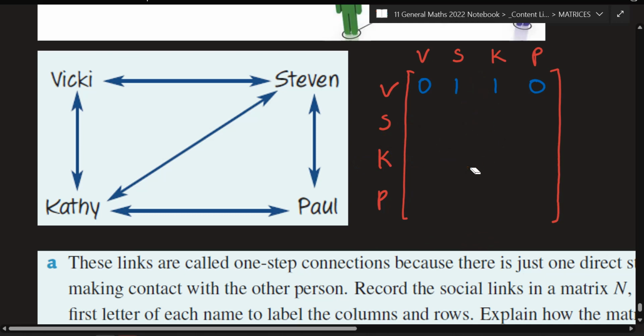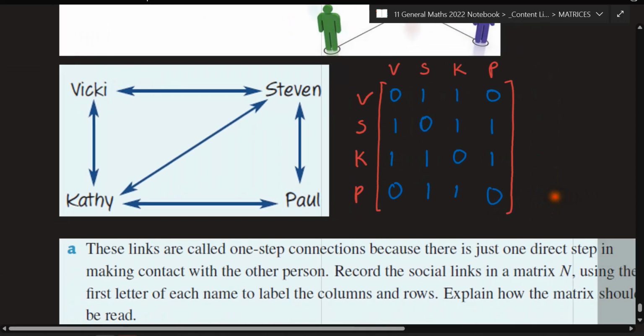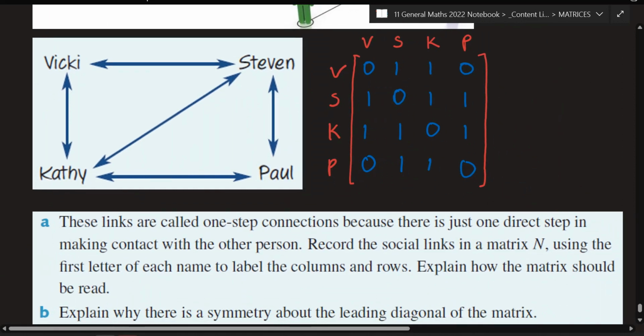So Stephen to Vicky, I can see there's 1. Stephen to Stephen, 0. Stephen to Kathy, there's 1. And then Stephen to Paul, there's 1. K to V is 1. K to S is 1. K to itself is 0. And then K to P is also 1. All right, P to V. Paul has no direct connection to Vicky. Again, there's no line there, so that'll be 0. P to S is 1. P to K is 1. And P to itself is 0. So there's my network right there, also my matrix that represents this diagram.